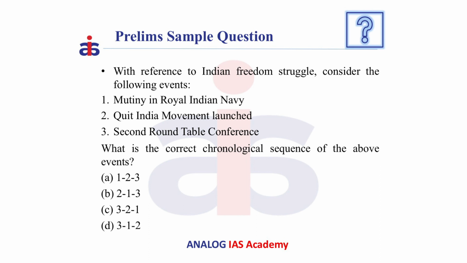The Royal Indian Navy mutiny took place in 1946. Quit India movement was launched in 1942 and the second roundtable conference was in 1931. So the answer would be C, 3, 2, 1.